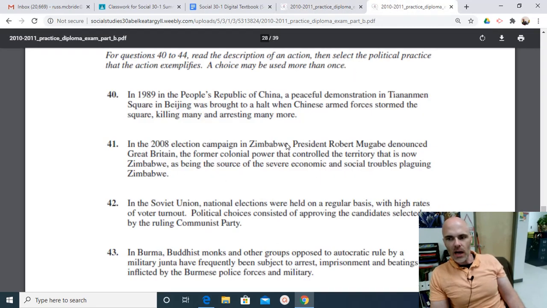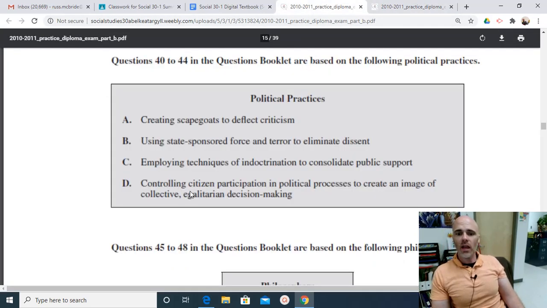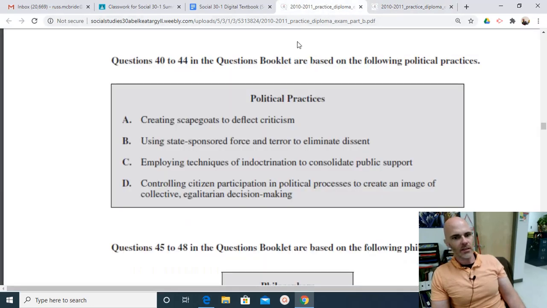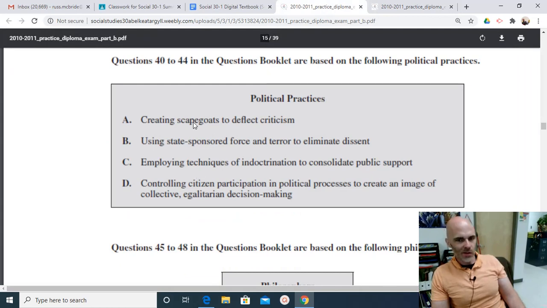In 2008, Mugabe denounced, there's that word again, Great Britain, the former colonial power that controlled the territory that is now Zimbabwe, as being the source of the severe economic and social troubles plaguing Zimbabwe. So at first it said election campaign, and I was all like, whoa, election campaign? I don't got to read this anymore. It's D. But I kept reading, and the thing about denouncing Britain that controlled the territory, saying that they're the source of everything, that's just him using Britain as a scapegoat, is it not?